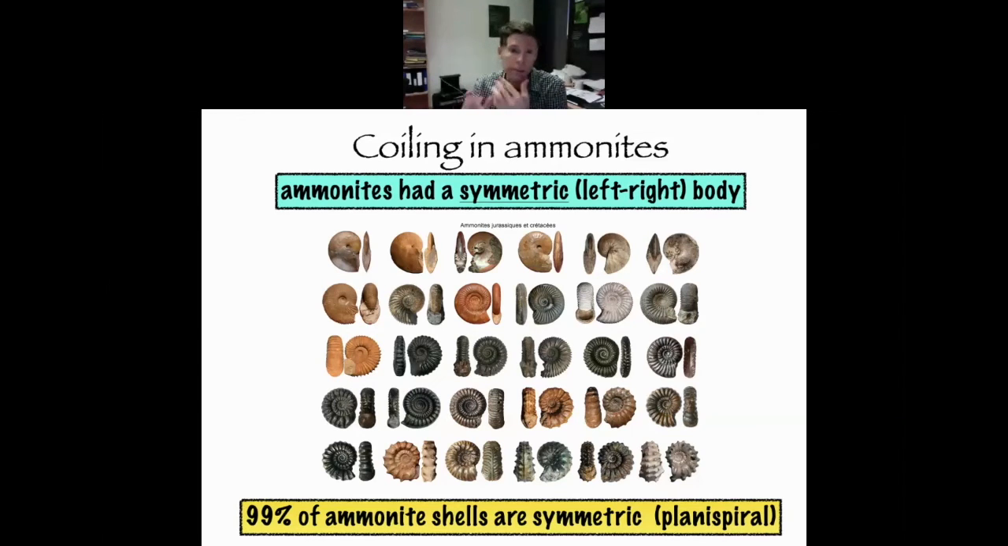But there's a symmetry there because the logarithmic spiral is planar, and so if you flip the shell over, I have one here. I don't know if you can still see me on camera. Here's an ammonite. If you flip it over, you see the same thing. So the left-right symmetry of their body results in this symmetric shell in 99% of the cases.